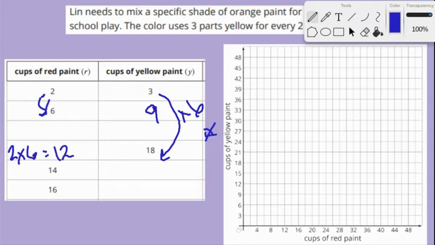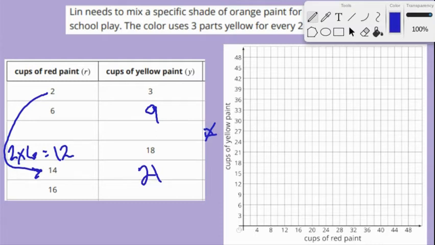Okay. My next value is in the red column. So now I'm looking at 2 times what gets me 14. Well, 2 times 7. So that means I have to multiply times 7 over here. So I end up with 3 times 7, which is 21. And lastly, I'm looking at this multiplicative relationship. How do I go from 2 to 16? Well, 2 times 8 gives me 16, which means I have to do 3 times 8 over here, which means it's 24. Okay, that's using the information they gave us.